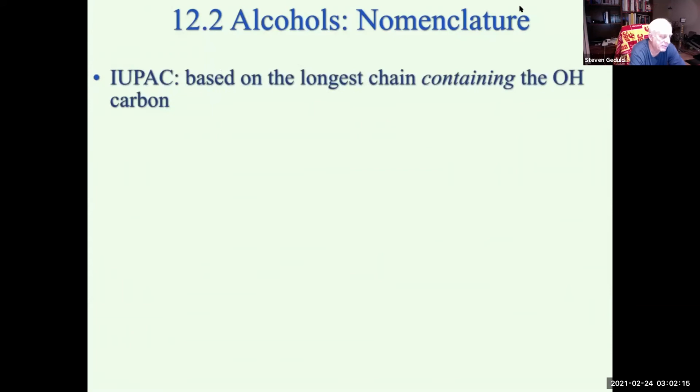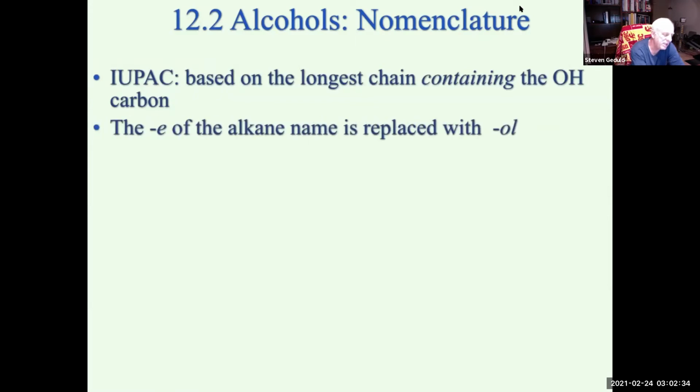All right, now we're going to name these things, start practicing with them. That was just for giggles. All right, the IUPAC name is based on the longest carbon chain containing the OH carbon. So, longest carbon chain that contains the OH group. The E of the alkane name is replaced with OL.